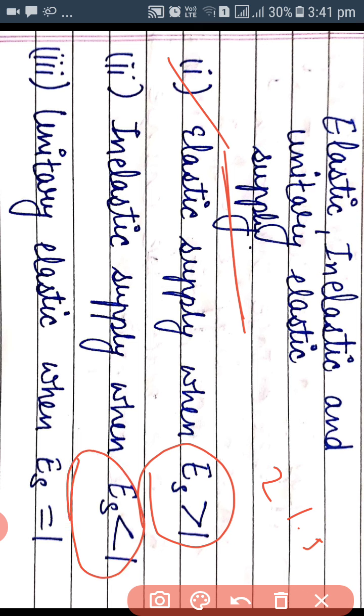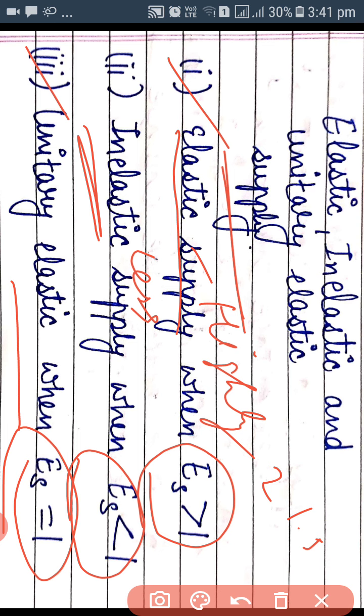Now unitary elastic. Unitary elastic, when elasticity of supply is equal to 1, means percentage change in price and percentage change in quantity supplied is the same. So these were the slopes we had to discuss.